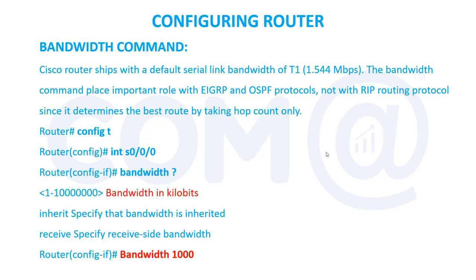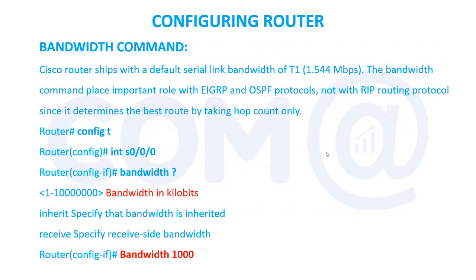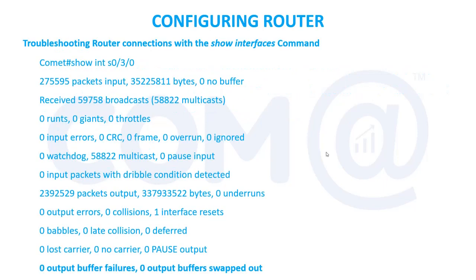Alternatively, instead of the clock rate command, I have the bandwidth command. Bandwidth is measured in kilobits, whereas the earlier one was bits per second. So I type the command bandwidth, then a space, then how many kilobits I want to assign, whether 10, 20, or 100. You have a different range available, and within that range you can choose and assign the value.